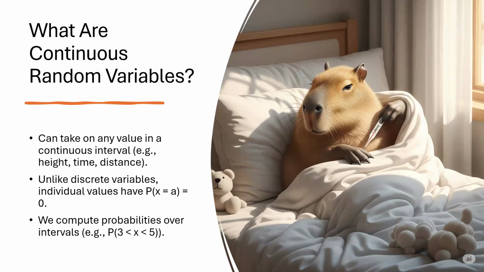Instead, we care about intervals. What's the chance someone's temperature is between 98.2 degrees Fahrenheit and 98.6 degrees Fahrenheit? This is why we say the probability of X equaling a specific value, a, is equal to 0. For continuous variables, it's not that the value can't occur. It's just that the likelihood of hitting any one specific value on a continuum is infinitesimally small.